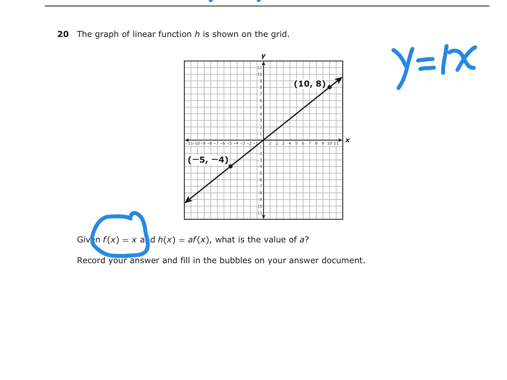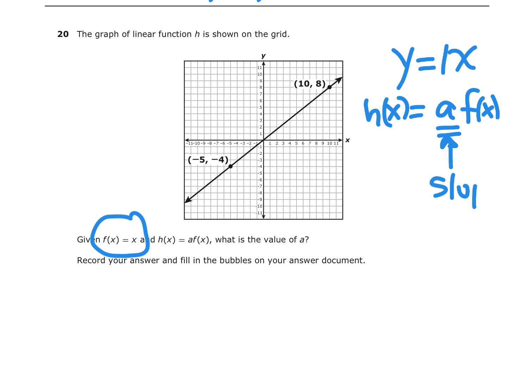Now, if you have h of x is equal to a times f of x, this is our new one, h of x, then there's something that's being multiplied times the original. So a is actually the slope of the given line. So what they're really asking for in a very disguised manner is, what is the slope of the given line? And so a happens to be the slope.